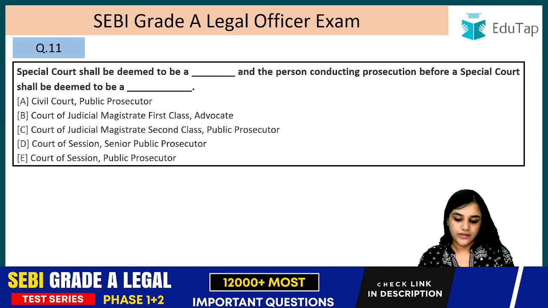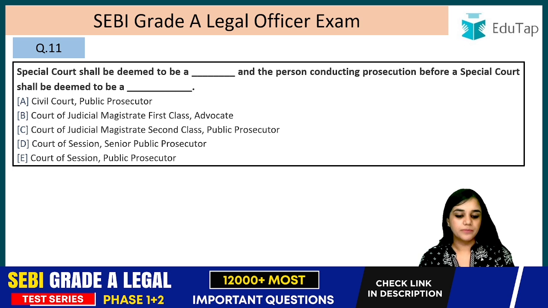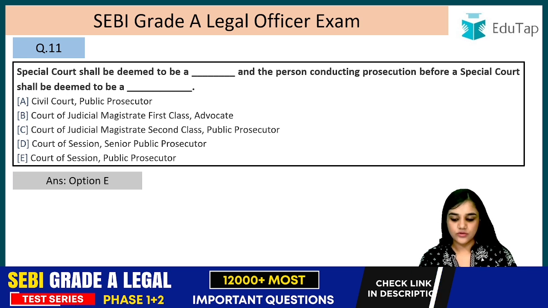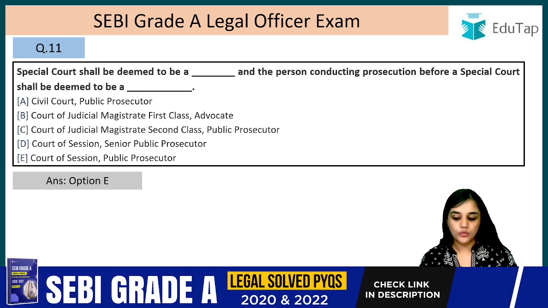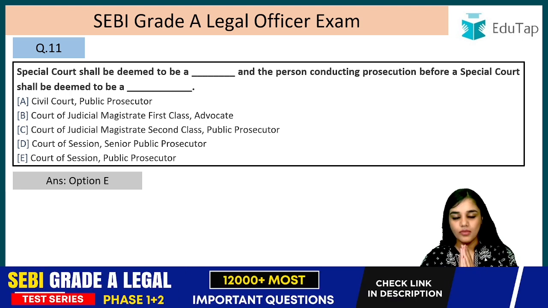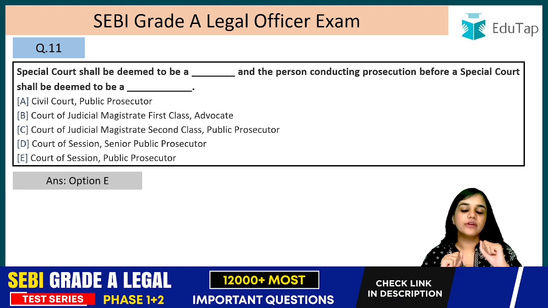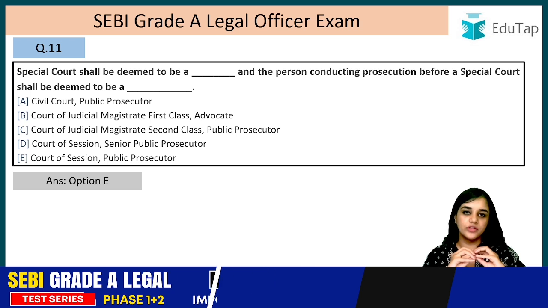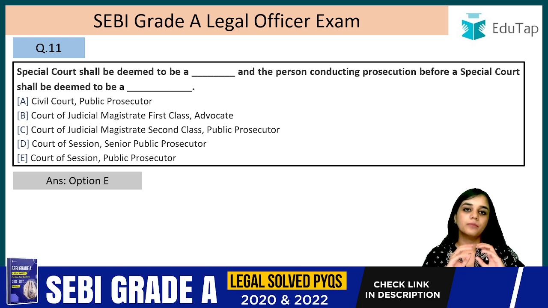Special court shall be deemed to be dash, and the person conducting prosecution before a special court shall be deemed to be what? The answer to this is option E. Special court will be deemed to be a court of session, and the person conducting prosecution before the special court shall be deemed to be a public prosecutor. Don't get confused here. If it is the SAT, then it is a civil court. It is deemed to be a civil court. But if it is a special court, then it is deemed as a court of session, right?